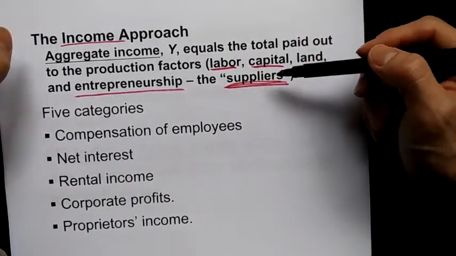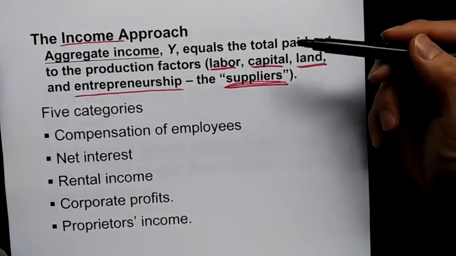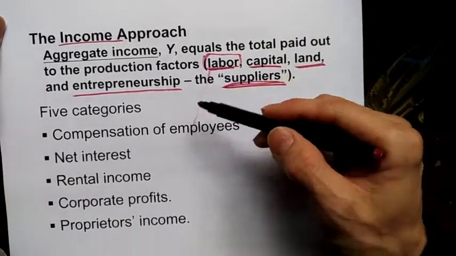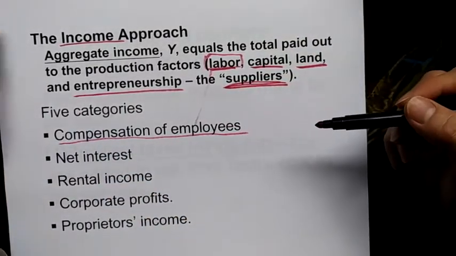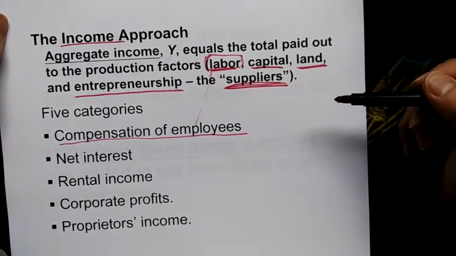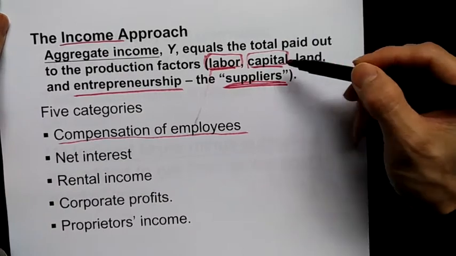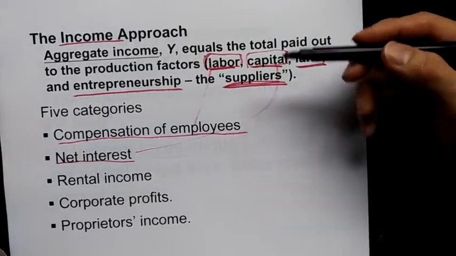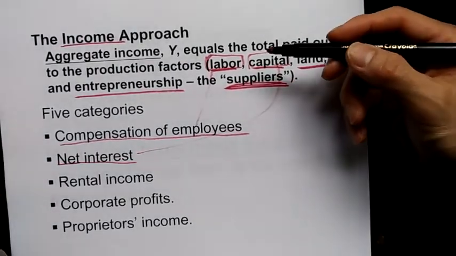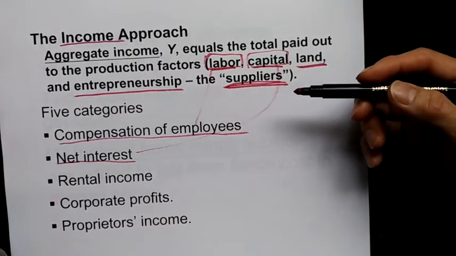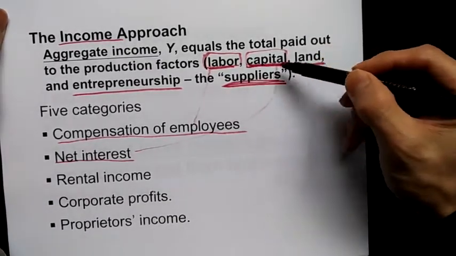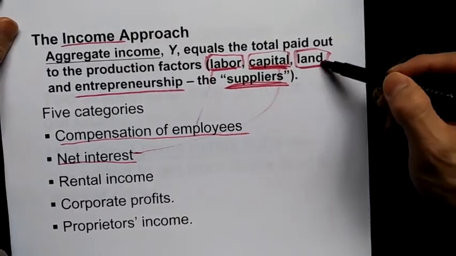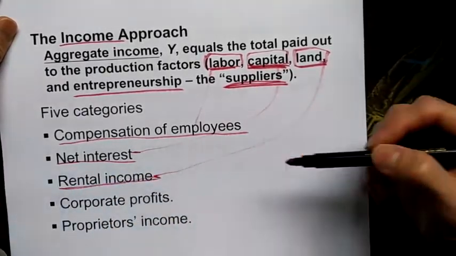Now, let's sum up the income of all those four production factors. The labor's income is wages, salaries, or called compensation for employees. Capital's income is the interest. If you borrow money, you have to pay interest. You borrow money to buy machines. Therefore, the income for the machines, for the money you buy, is the net interest. Land's income is called rental income.